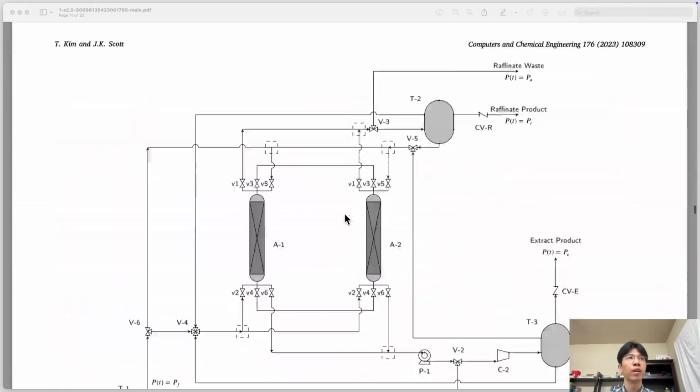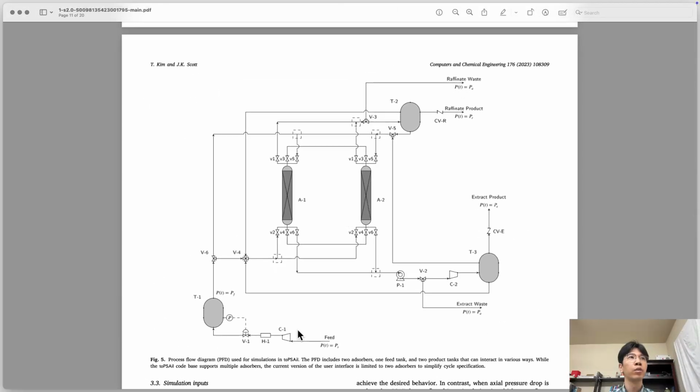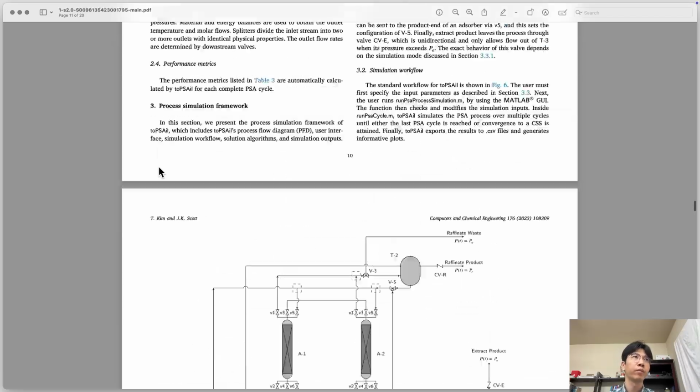So basically, this is the process flow diagram for toPSAil. So you are able to see that there's adsorption column 1 and 2, and then different feed tank, and the extract product tank and raffinate product tank, and then all these different valve configurations as well as the flow streams are modeled in our flow sheet. So this is what the toPSAil simulation is based off of.